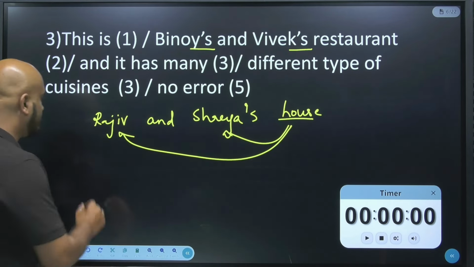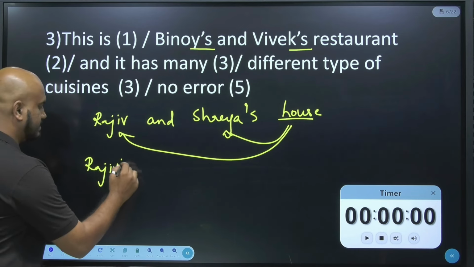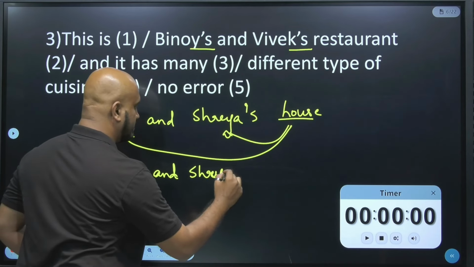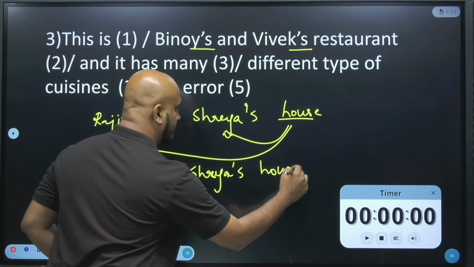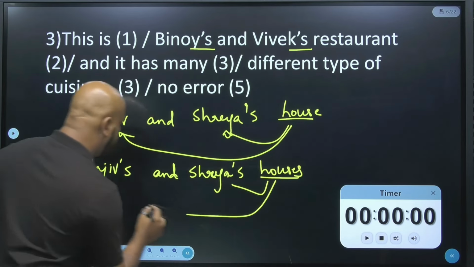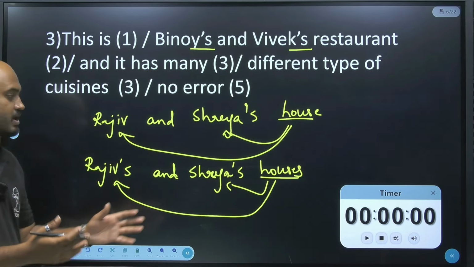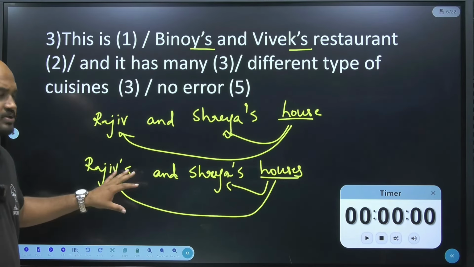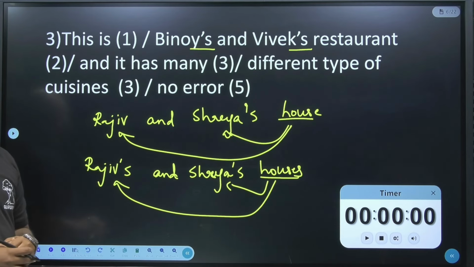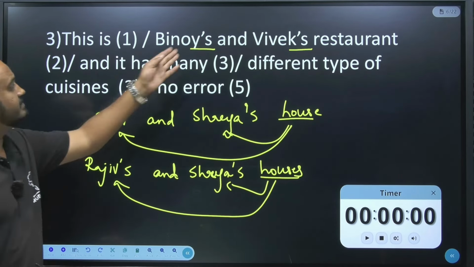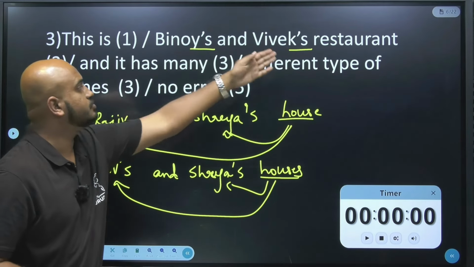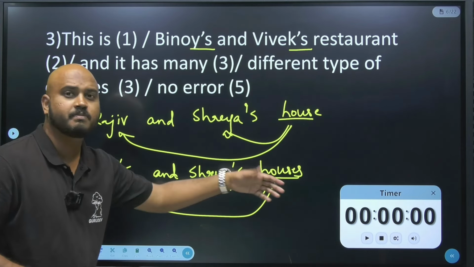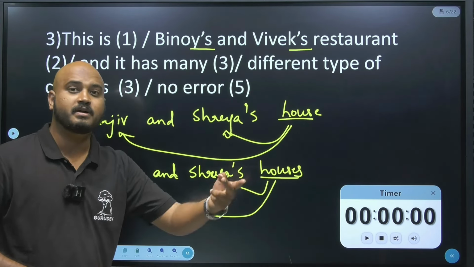But what if you are going to use apostrophe with both the names? That is Rajiv's and Shreya's houses. It means I'm talking about two different houses. I'm talking about two different ownerships. One belonging to Rajiv and one belonging to Shreya. Now, you might be taking the same concept, and now can you answer the question? And you would be saying, of course, sir, the error is Binoy and Vivek. So apostrophe is used in both the names, and hence it should be restaurants. Because if you're using apostrophe with both the names, whatever the noun you're going to use, it should be plural, because I'm talking about two different ownerships.